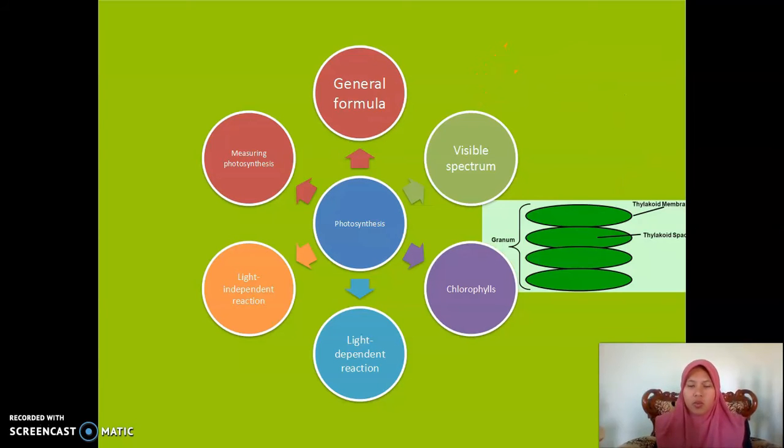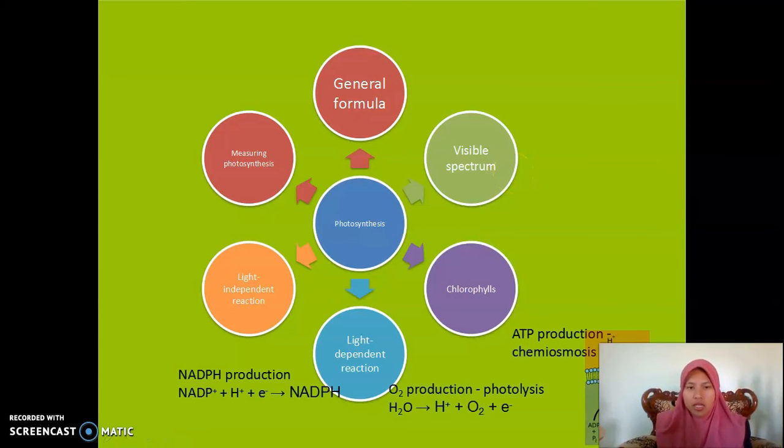Next one is one of the most important structures in the plant, where it assists in capturing the light for photosynthesis, which are the chlorophylls. Okay, so chlorophylls ni, ini adalah dia punya structure-nya lah dekat dalam thylakoid. So that's the thylakoid membrane and this is the granum. Okay, kita akan belajar lebih lagi.